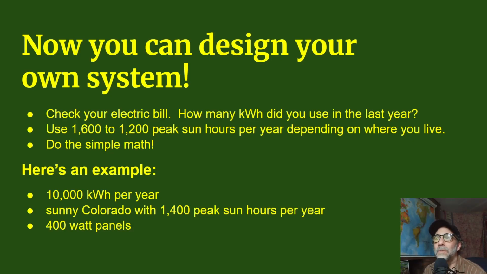Let's do one more example together, shall we? We're going to use an example house that uses 10,000 kilowatt hours a year, so that's a bit more than the house in Puerto Rico. And we're going to go to Colorado, where there's about 1,400 peak sun hours per year. And we're going to use 400-watt solar panels. Let's take a look at the equation.